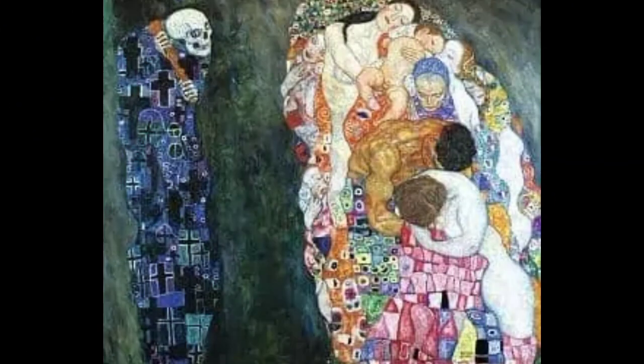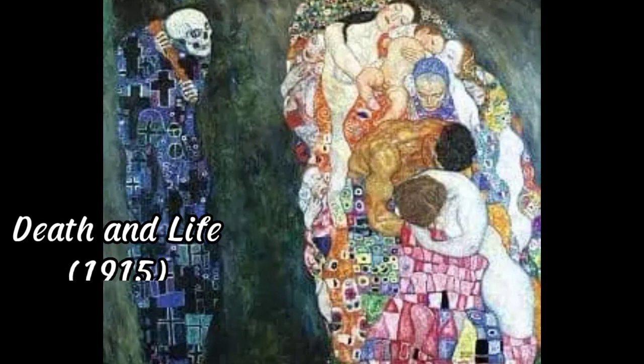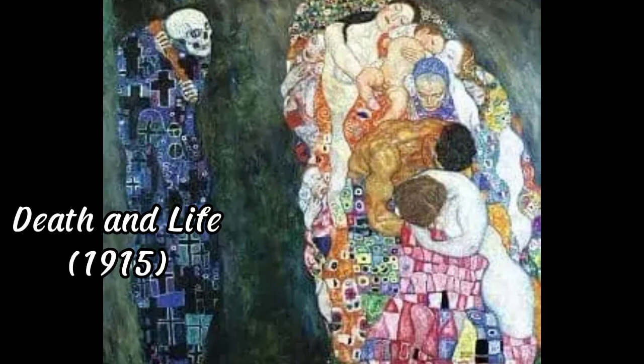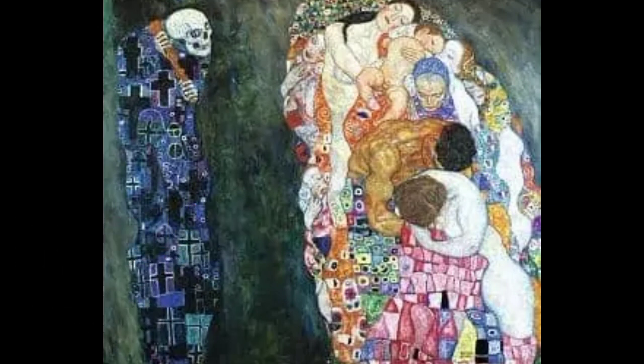The seventh famous painting is Death and Life. Death and Life is a painting produced by Gustav Klimt in 1915. The Austrian artist's paintings, murals, and sketches depict sensual eroticism, and this painting was created using the Art Nouveau modern style. This painting can be viewed at the Leopold Museum in Vienna.